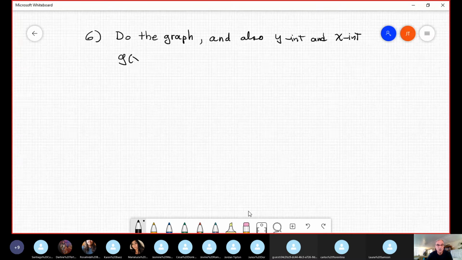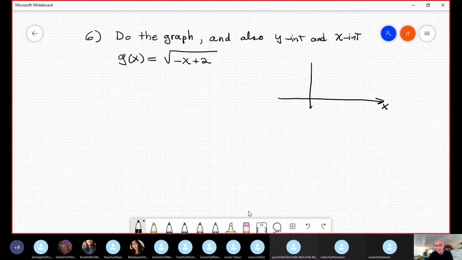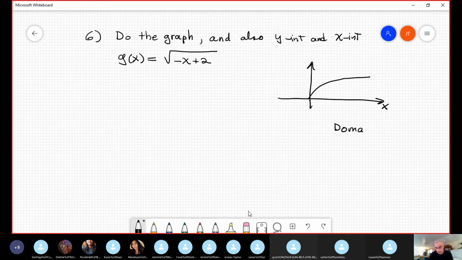The name of the function is g. And the function belongs to the family of the square root. Square root of minus x plus 2. I know that the graph of the square root function looks like that. Open in only one direction, because the domain is only positive numbers.